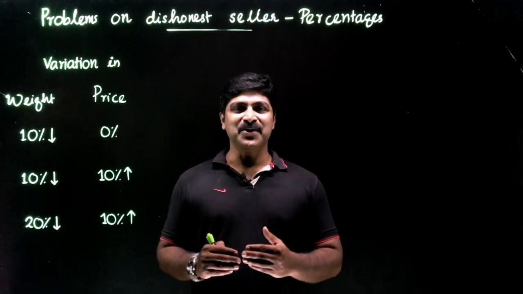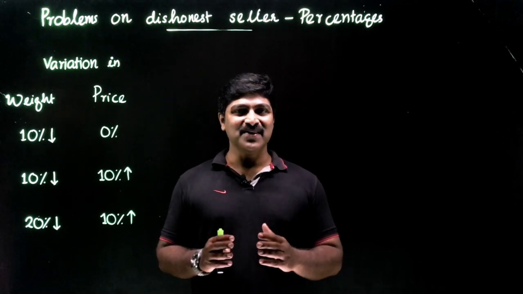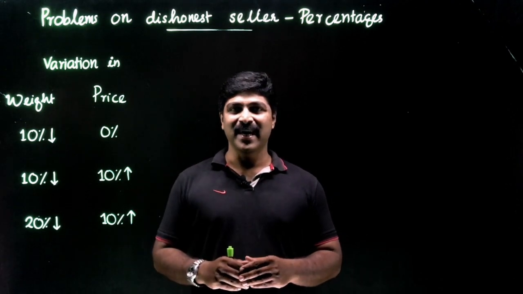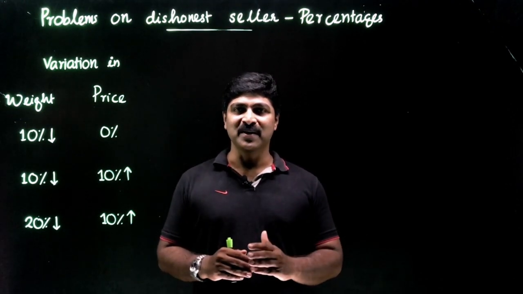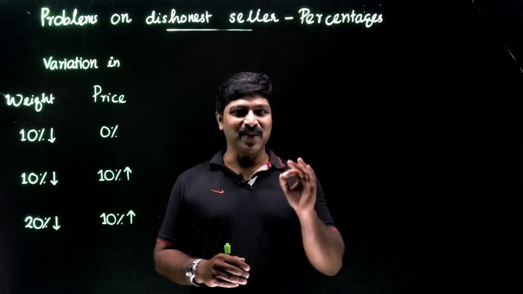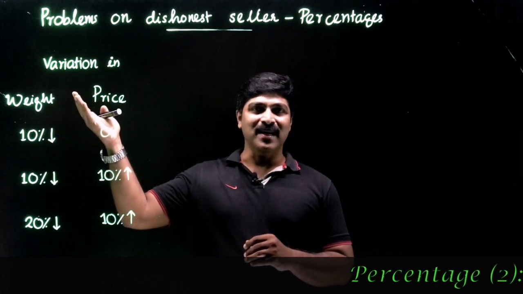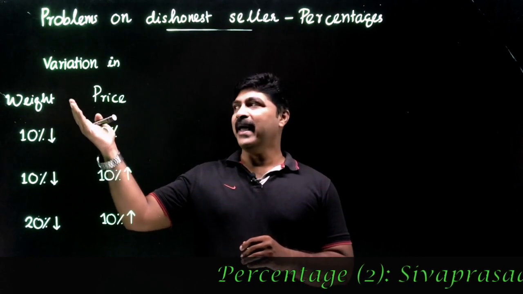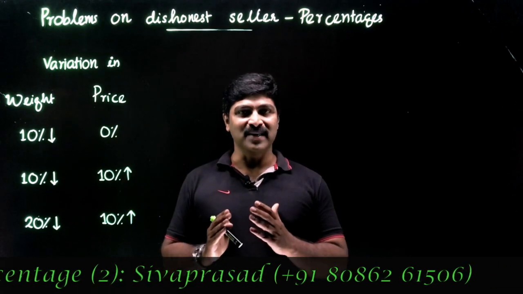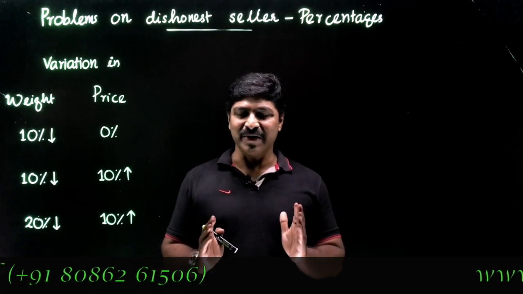In this aptitude session, I am going to discuss a very interesting result related to a dishonest seller. It's a frequent type of question from the area of percentages. The question is very simple: suppose a dishonest seller makes some changes in weights and price, how will that affect his entire profit or loss from the transaction?